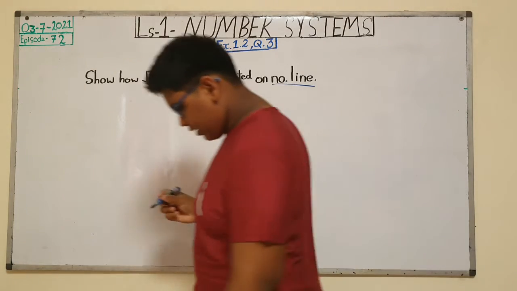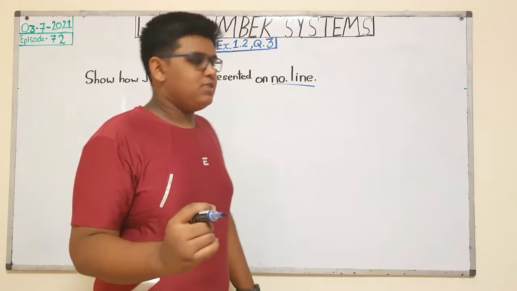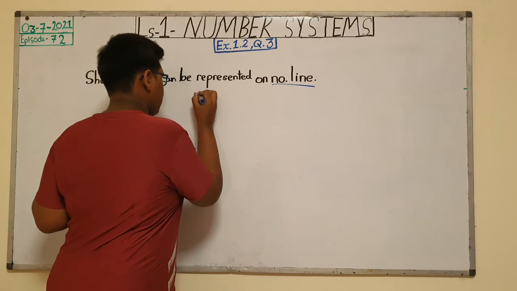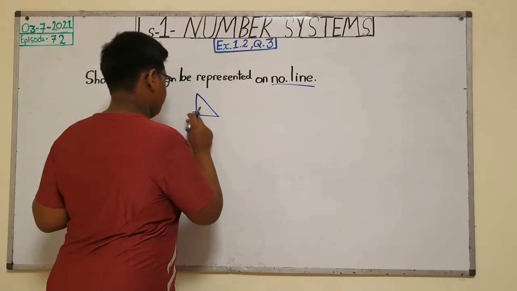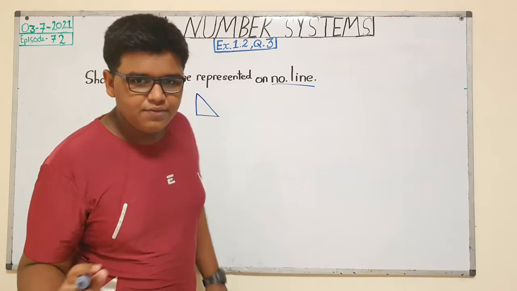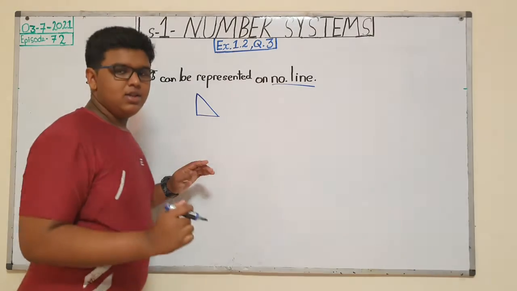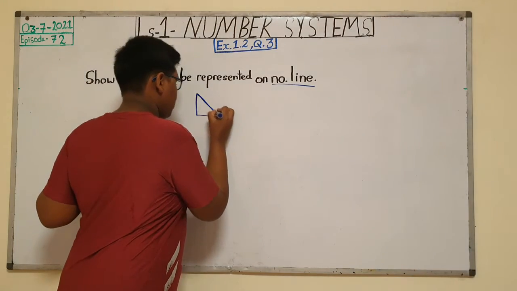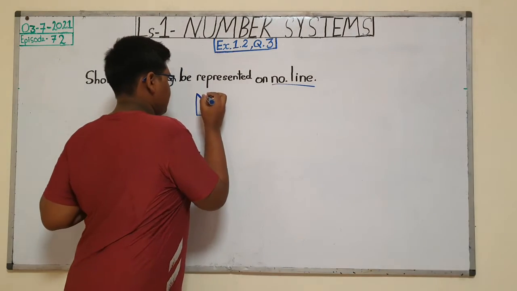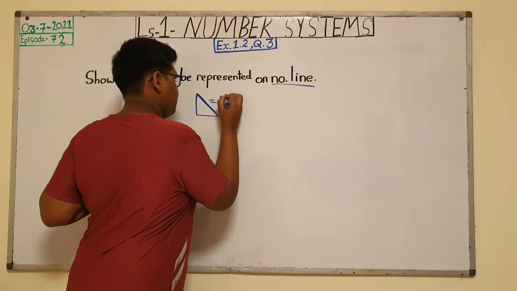For representing root 5 on the number line, the first step is to take a right angle triangle. After taking a right angle triangle, we have to mention the name of every side in the triangle. This side we have to find. In every question we have to find this side, and this side is called the hypotenuse.